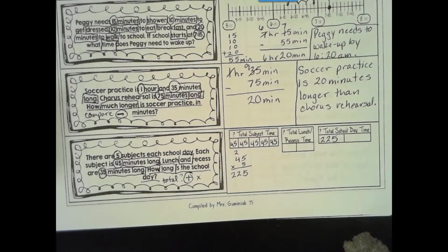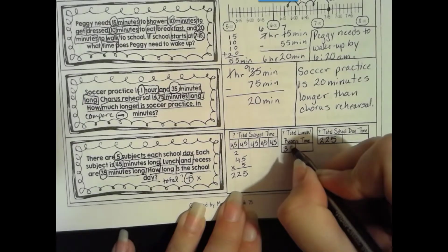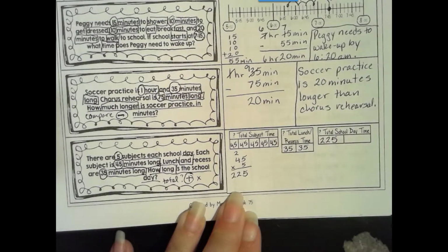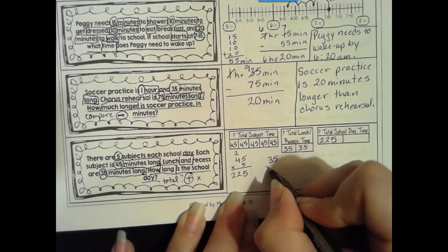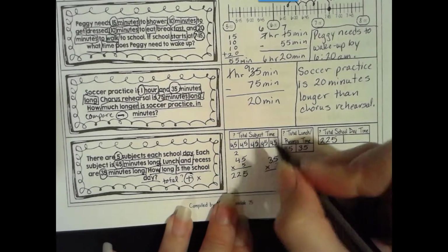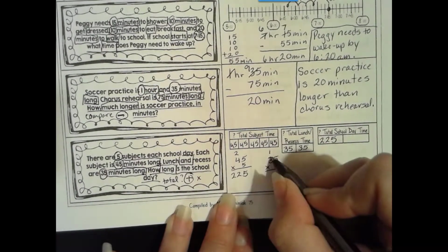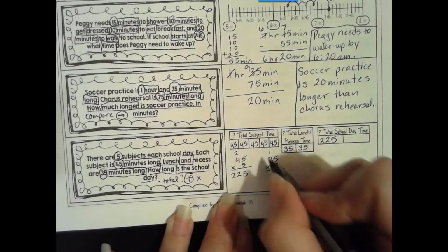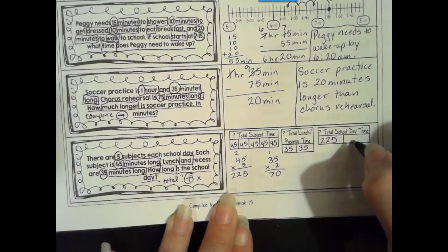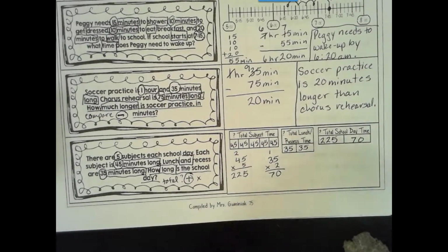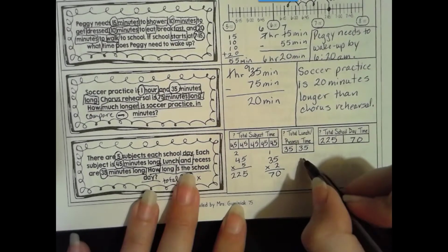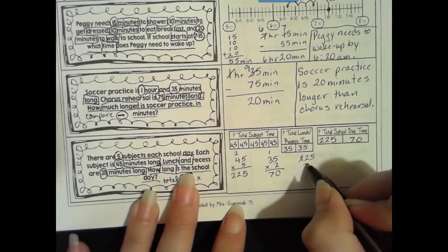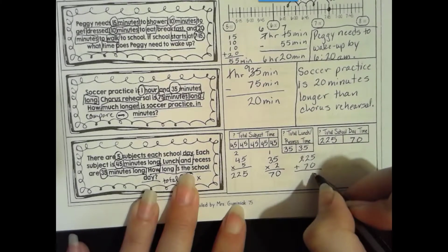Okay, then recess time is 35 and lunch time is 35. So those are both 35. I could either do 35 plus 35 or 35 times 2. 2 groups of 5 is 10. 2 groups of 30 is 60, plus 10 more is 70. So now I have the time in the classroom and the time outside the classroom. I'm going to join those together. Since those are not equal amounts, I'm going to add them when I join them together.